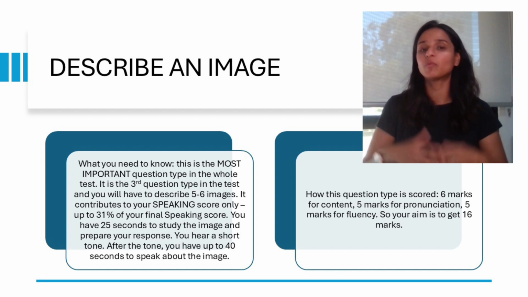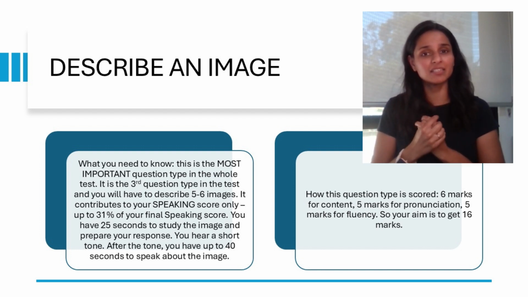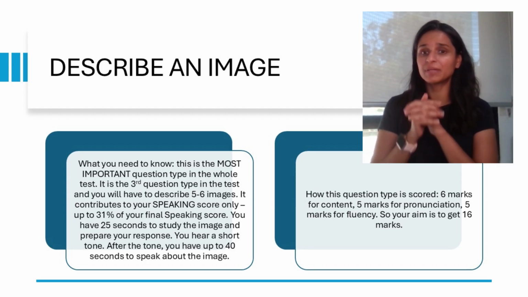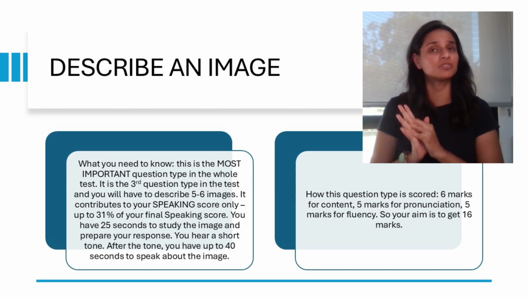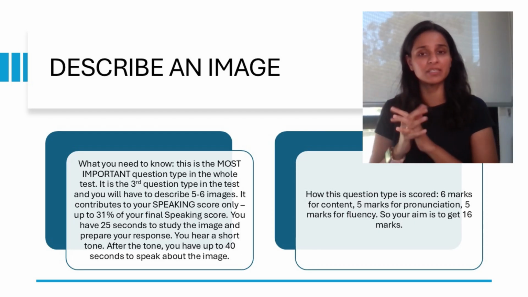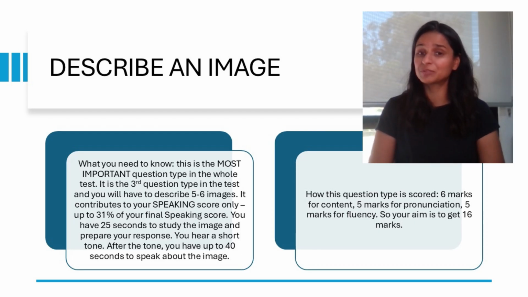Describe an image. What do you need to know? This is the single most important question type in the whole test. It's the third question type in the speaking part of the test, and you will have to do this question type 5 to 6 times. It contributes to your speaking score only, with up to 31% of your final speaking score.